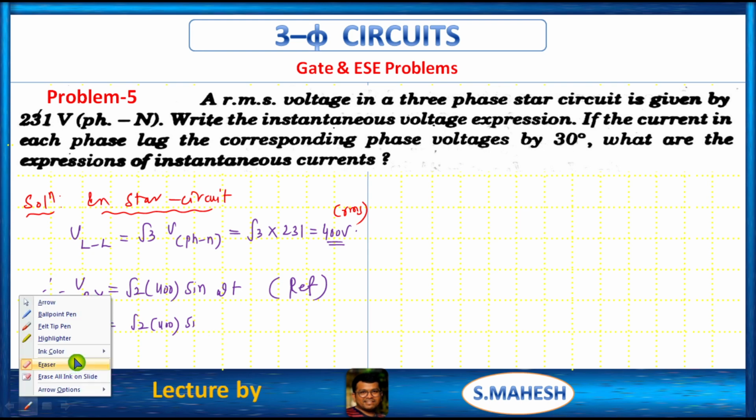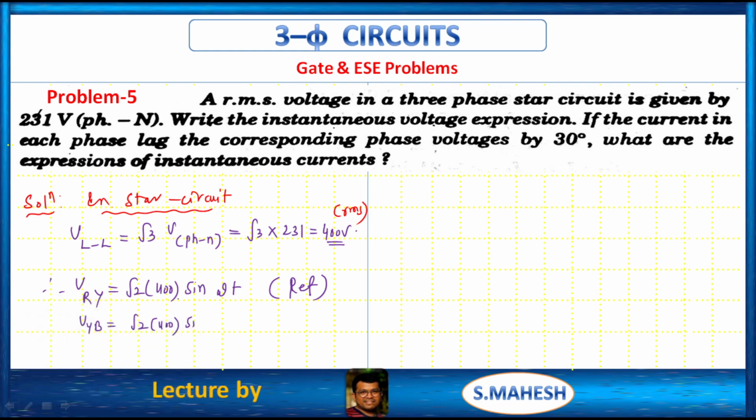Here VY is what? Root 2 into 400 sine omega t minus 120, right? And VBR is equal to what? Root 2 into 400 sine omega t minus 240. We all know that, right? These are the instantaneous values.